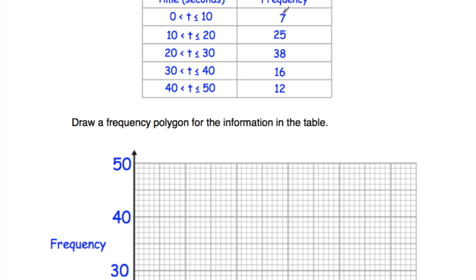So what we're going to do is plot these frequencies at the midpoint of each of these categories. So we're going to go 5 across and 7 up, 15 across and 25 up, 25 across and 38 up, 35 across and 16 up, and 45 across and 12 up. And then we're going to plot those points and join them up. Okay, so let's do that.